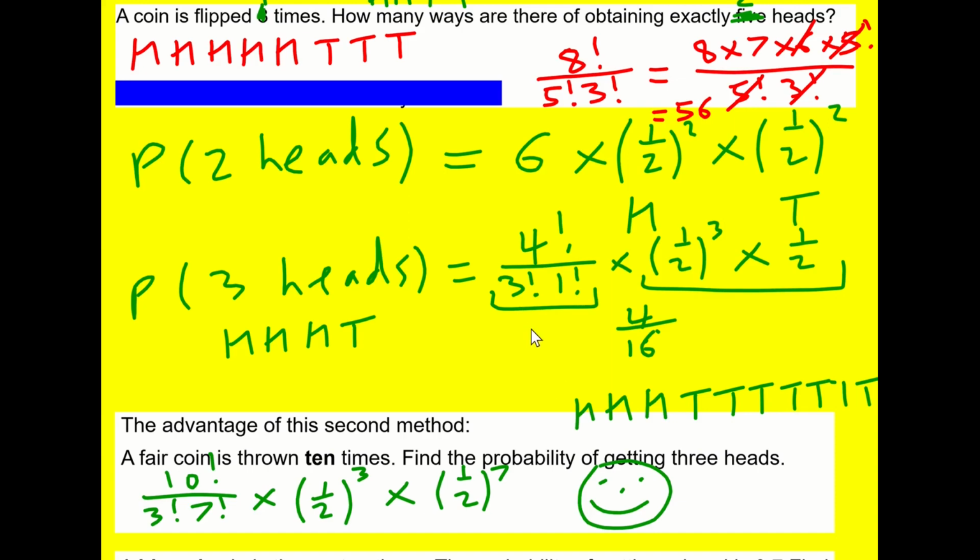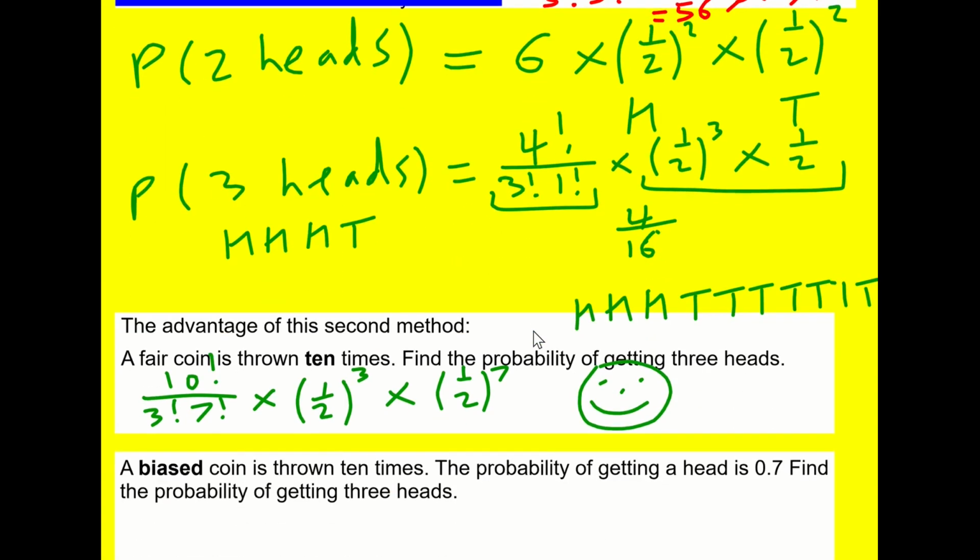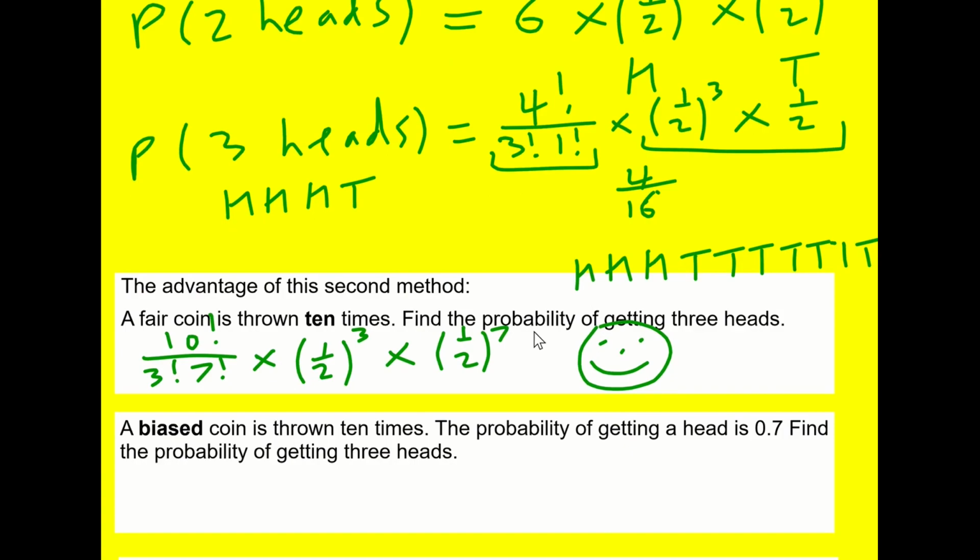Let's keep going. Why stop there? What if it was biased? What if now the probability of getting a head was 0.7? Find the probability of getting 3 heads. Well, this time, for my heads, heads, heads, it's going to be 0.7 to the power of 3 when I multiply along the tree diagram. And the probability of getting tails is therefore going to be 0.3, and it's going to be 0.3 to the power of 7. But that's just for that one single branch.